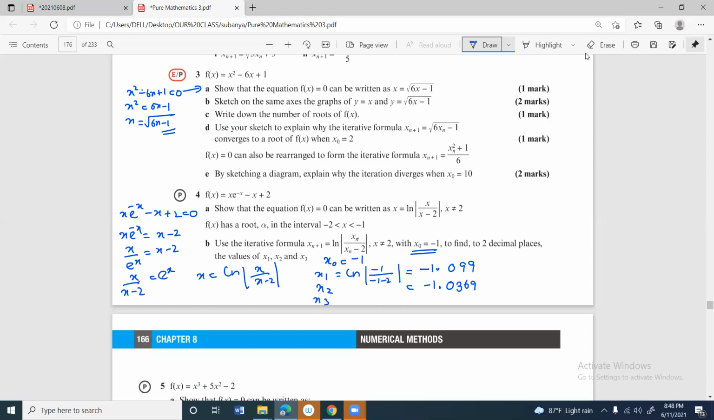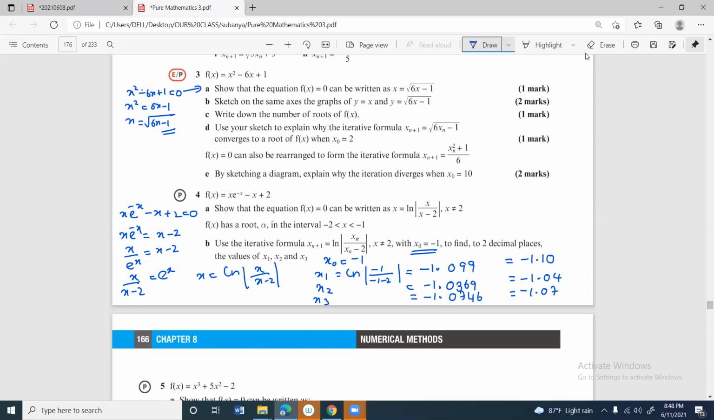Then x3 is equal to minus 1.0746. In this case, if you need to get the answer correct to 2 decimal points, this is minus 1.10, this is minus 1.04, and this is minus 1.07.